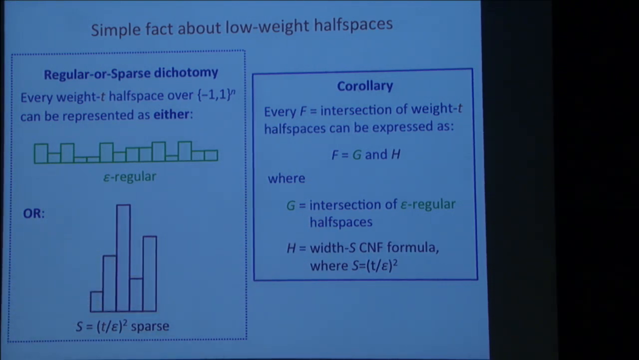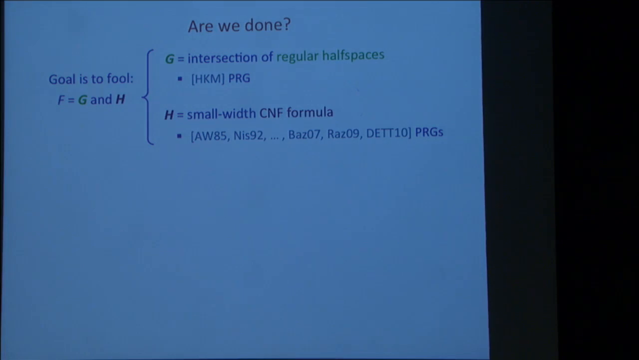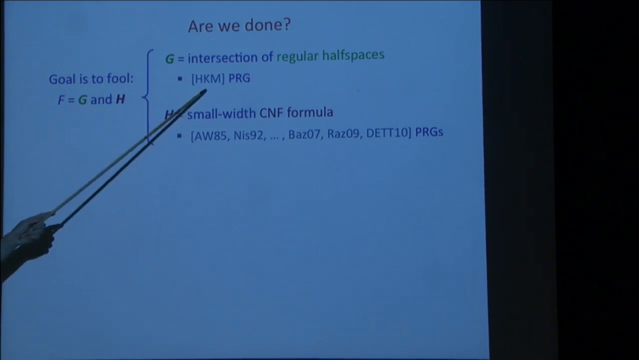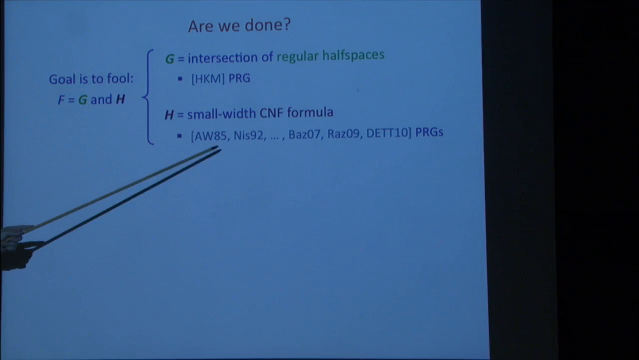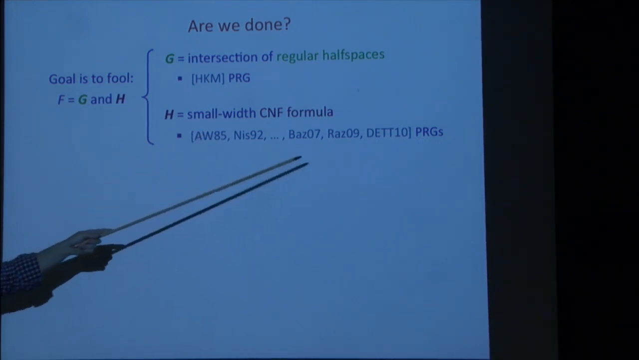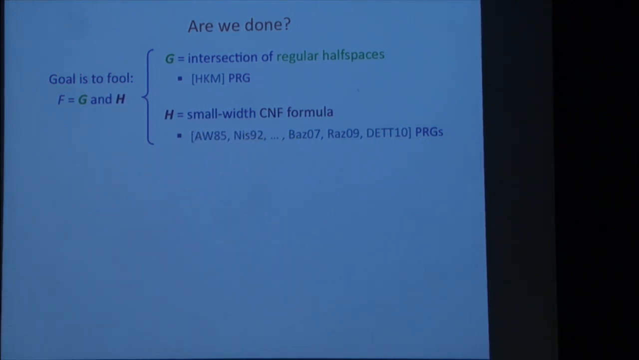Okay? Good. So are we done? That would be nice if we were done, right? We could just maybe combine known pseudo-randomness results against each of these classes. We have Harsha-Klivans-Meka, who fool intersections of regular half spaces. And for 30 years, people have been fooling small width CNF-DNF formulas with a range of different techniques.